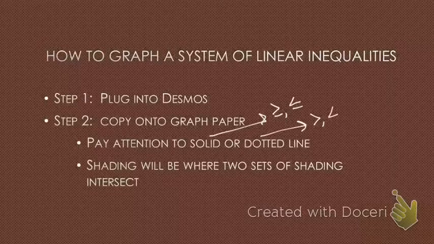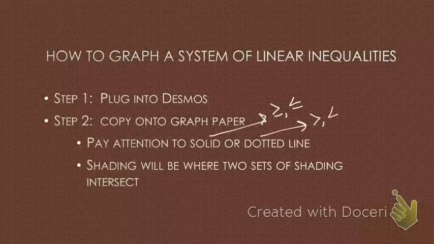The second thing when you're pulling stuff off of the Desmos and onto your graph paper is this, and this is key. The shading will be where the two sets of shading intersect. So I want you to highlight the word intersect, and then I want you to think about it. Each line has its own shading. You saw that in the flipped classroom last Thursday. When you graph an inequality on a graph, there is shading, either above the line or below the line. Okay?